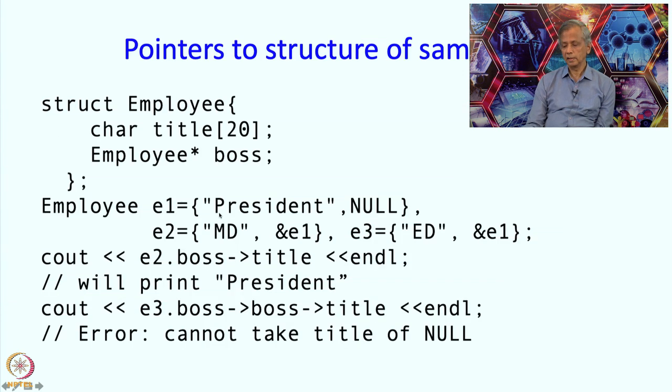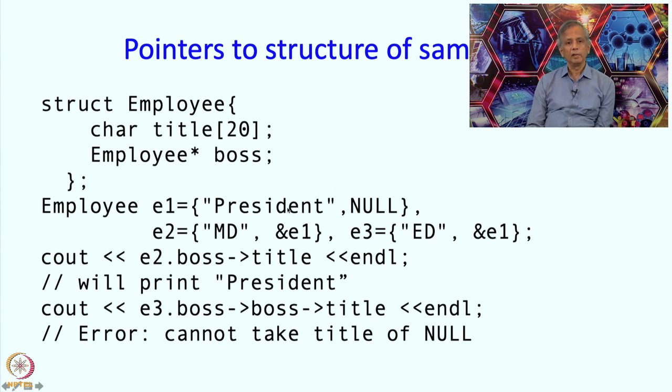There might be an MD in that institution, a managing director, and maybe the managing director's boss is the president. So here we can supply the address of the president, okay, and so address of e1 is supplied over here. Similarly, e3, maybe the executive director, has as boss the president. So here we are supplying the address of that president.